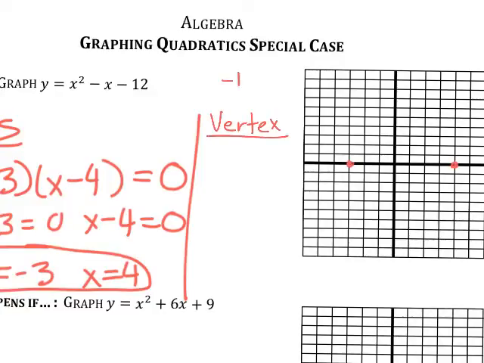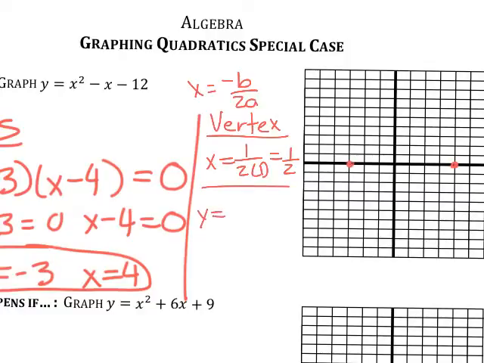is negative b over 2a. That's my x value of the vertex. So x would be negative b. B is negative 1, so negative b would be positive 1 over 2 times a is 1. So it looks like my x value here is 1/2, or 0.5. Then I need a y value to go with that.